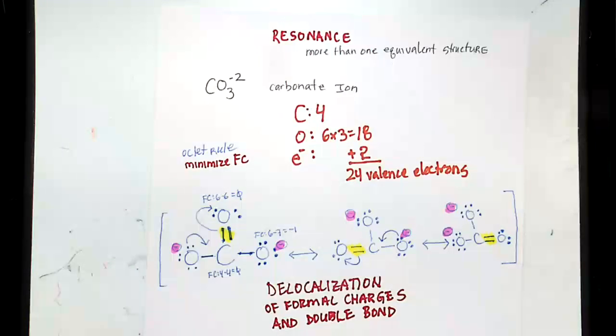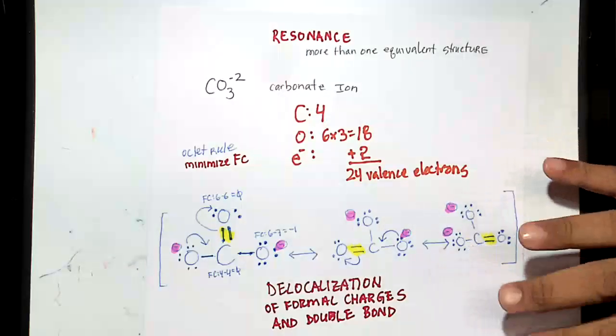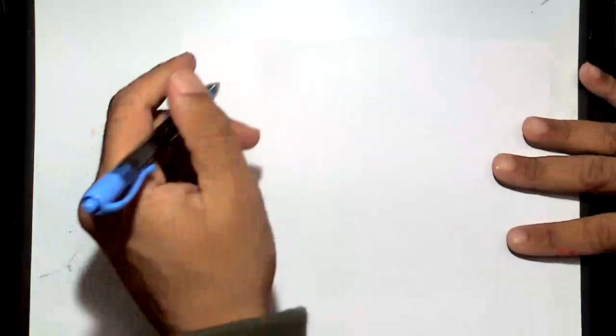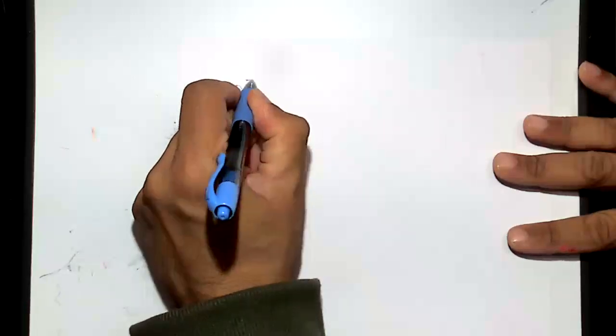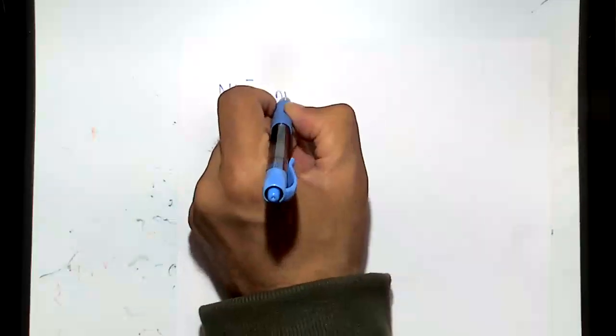All right, shall we do one more resonance example? Or maybe 1 or 2 more, then we'll move on to something new. Another example of resonance is nitrate. Remember nitrate from our flashcards? Okay, what's the structure of nitrate? Nitrate. Okay, this is the nitrate ion.